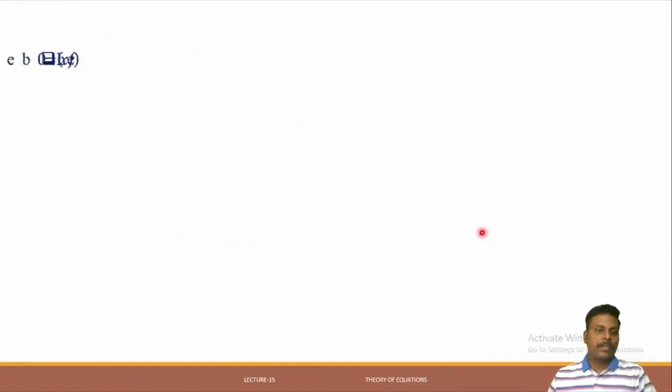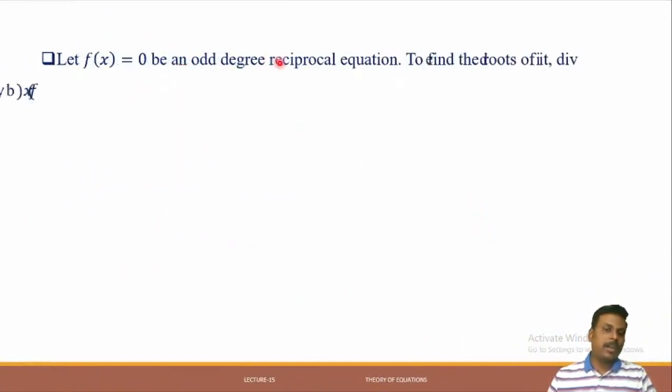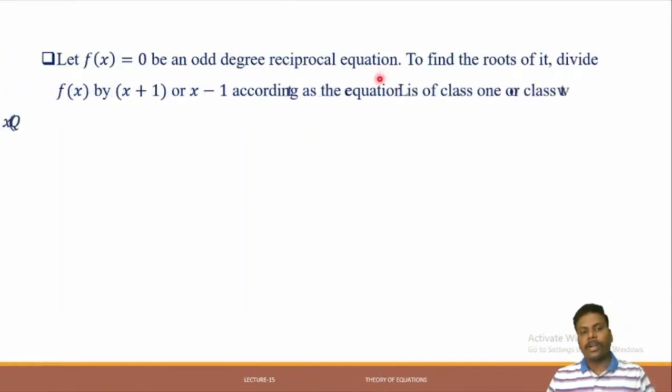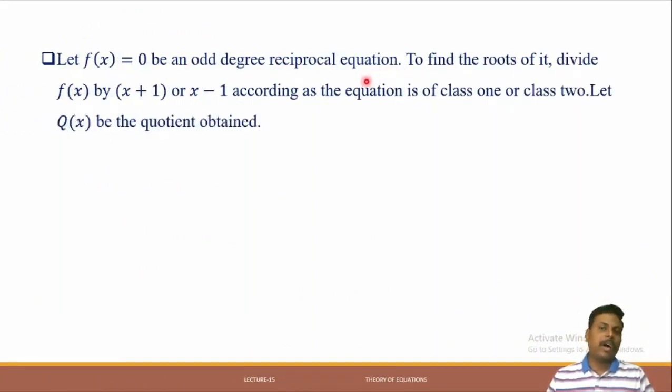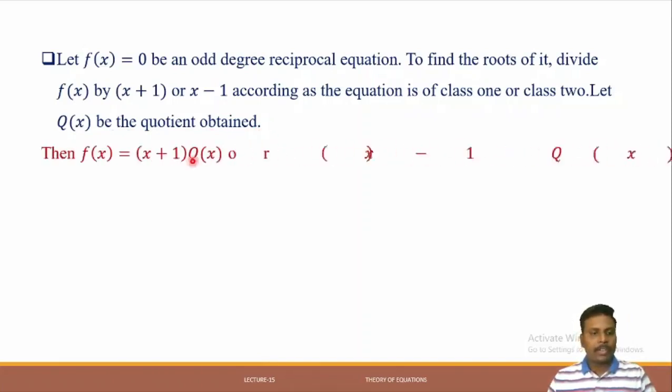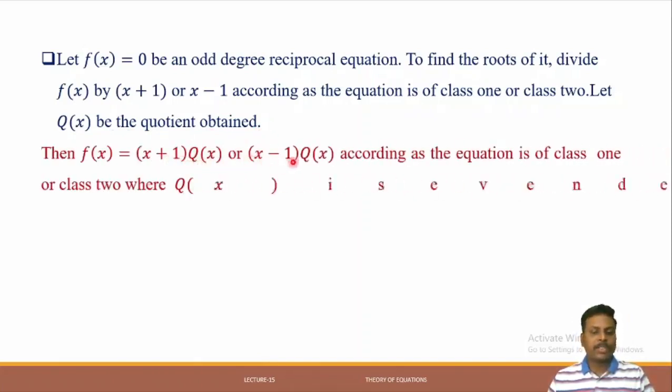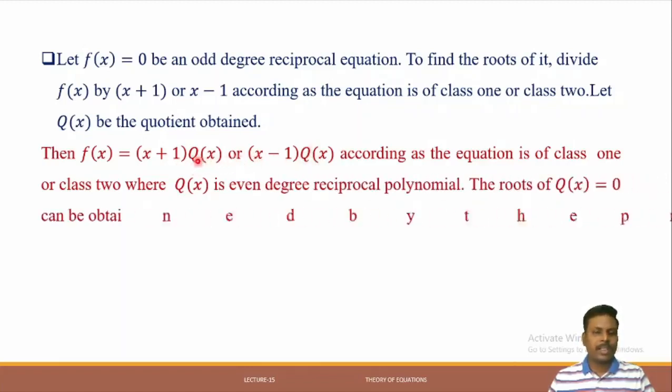Here are some more points. Let f(x) = 0 be an odd degree reciprocal equation. That means if you are given a reciprocal equation of odd degree, first you have to divide f(x) by x plus 1 or x minus 1 accordingly as the equation is of class 1 or class 2. If it is a class 1 equation, divide by x plus 1. If it is a class 2 equation, divide by x minus 1. After dividing it, let q(x) be the quotient obtained. Then f(x) can be expressed as (x + 1) q(x) or (x - 1) q(x) accordingly as f(x) is a reciprocal equation of class 1 or class 2.